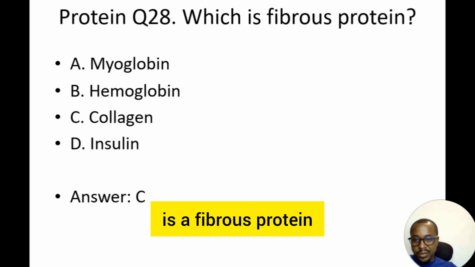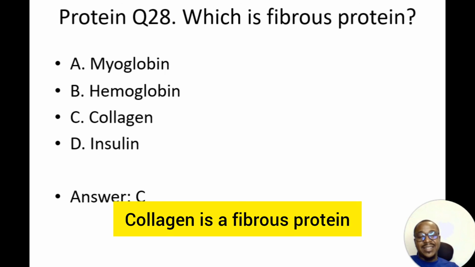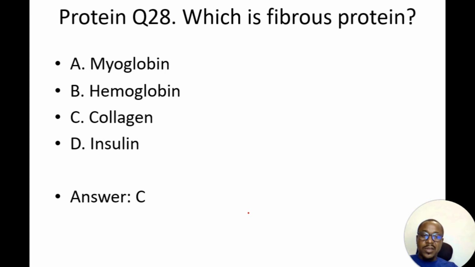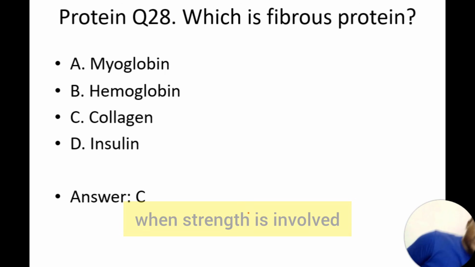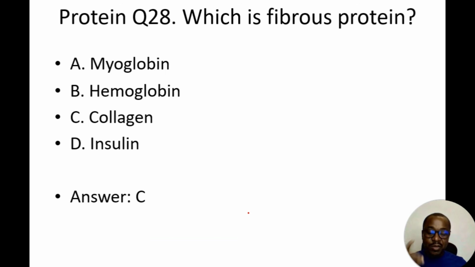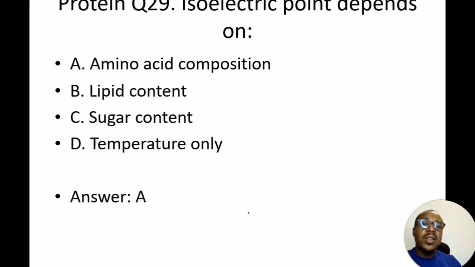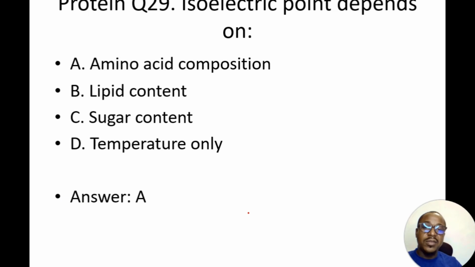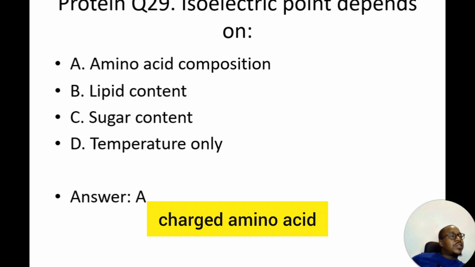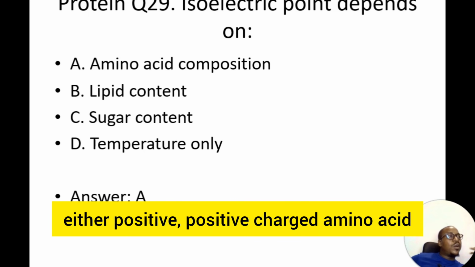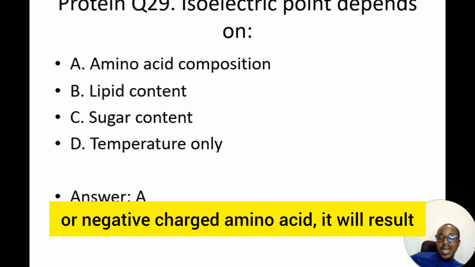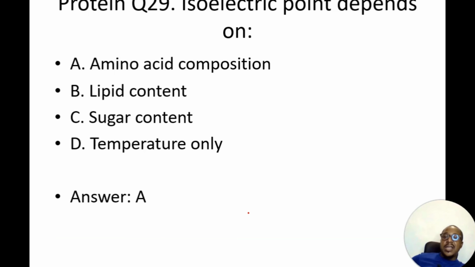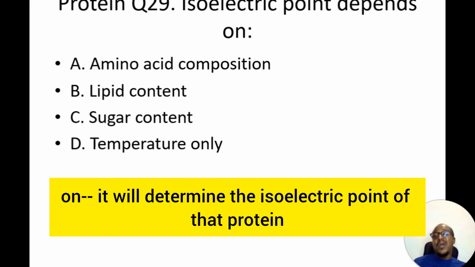Which is a fibrous protein? Collagen is a fibrous protein. It is used when strength matters. The isoelectric point depends on amino acid composition. So it is the amino acid components of a protein that determine the isoelectric point. If there are more charged amino acids, either positively or negatively charged, they will determine the isoelectric point of that protein.